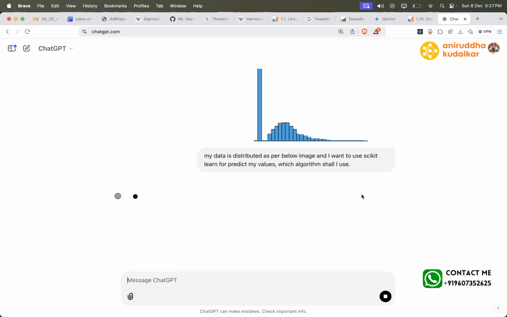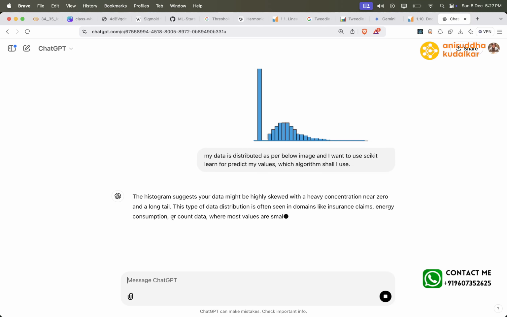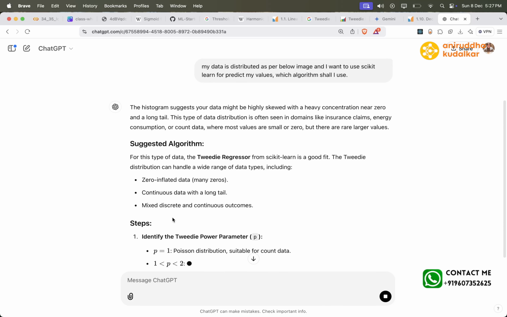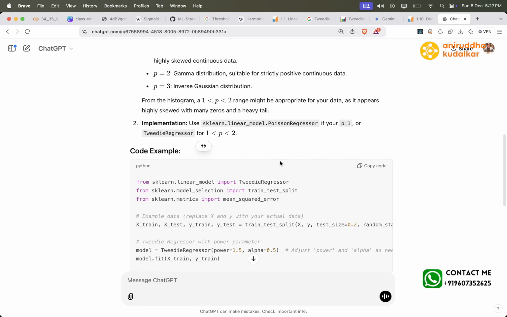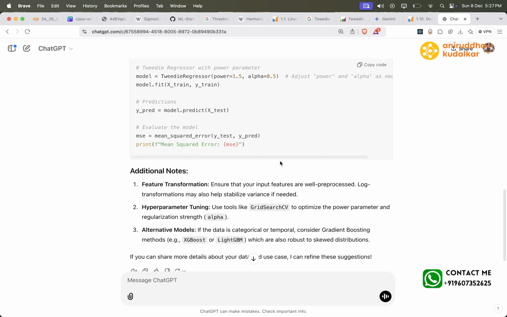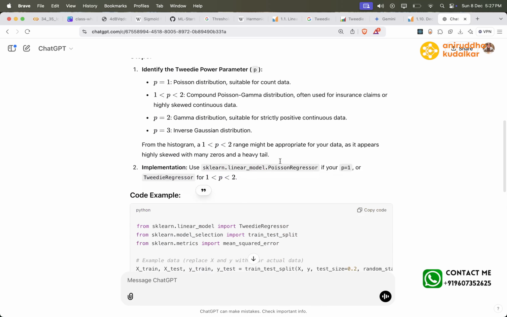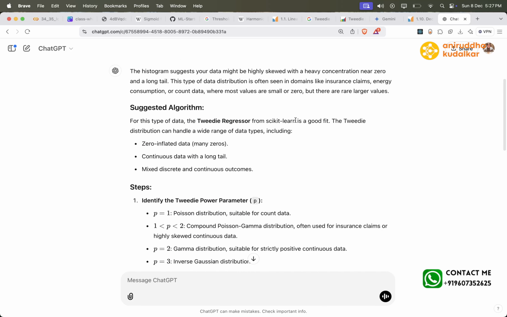See now? The histogram. Can you see the 2D regressor? For this type of data, the 2D regressor from scikit-learn is a good fit. Can you see? So it has automatically suggested which algorithm to be used.